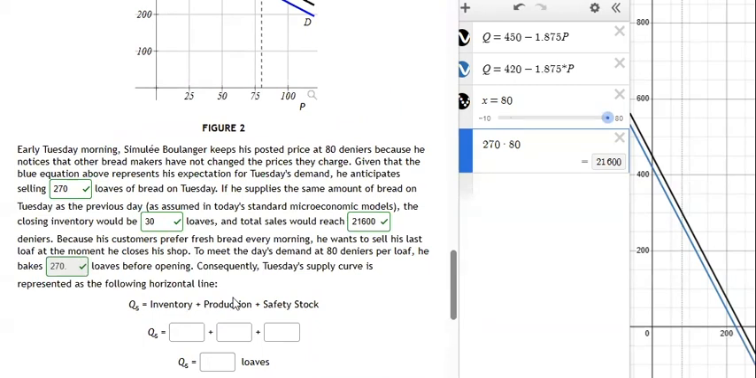So Tuesday's supply curve is represented as the following horizontal line. He has zero in inventory. He has zero safety stock. And he has a production level of 270. So his supply on Tuesday for any price is 270. He's going to put 270 loaves on his shelves, and he's going to sell them for 80 deniers per loaf.